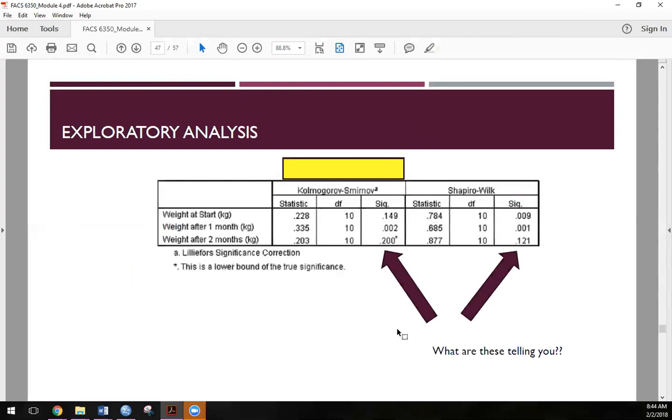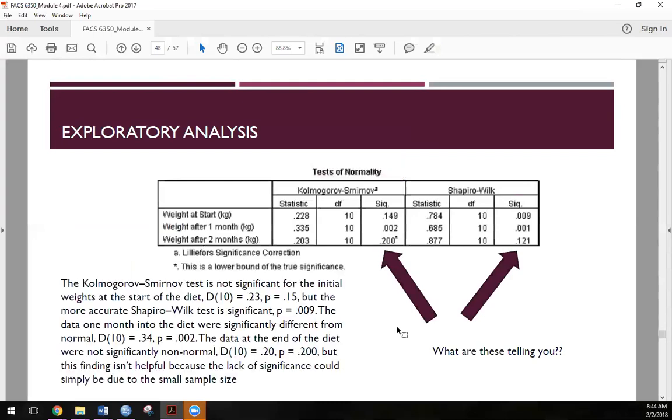if your significance value is greater than 0.05, then what do you know about that information? So it's not significant for the initial weights at the start of the diet, so the weight at the start, but the more accurate Shapiro-Wilk test is significant. So you have differences here, even though you're using the same data. Based on the test, you have different results. And then the data at the end of the diet weren't different in either one.